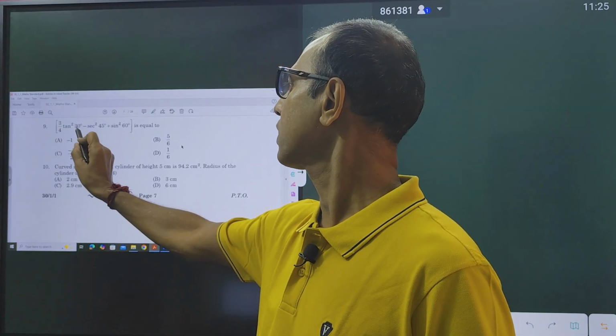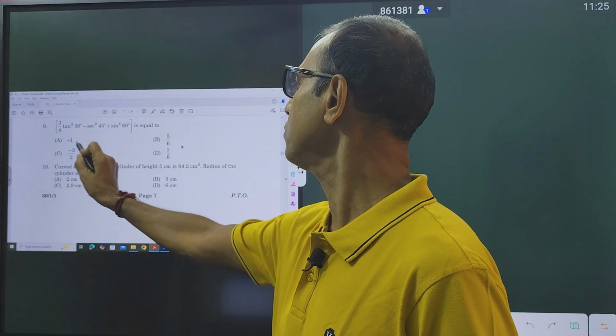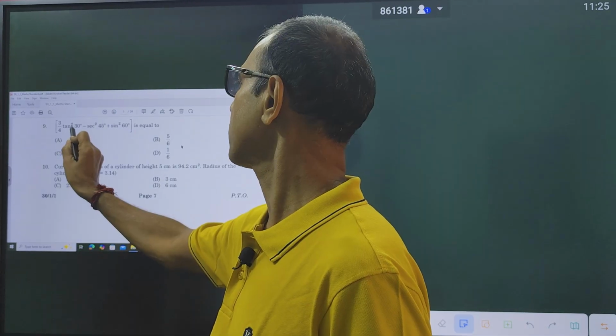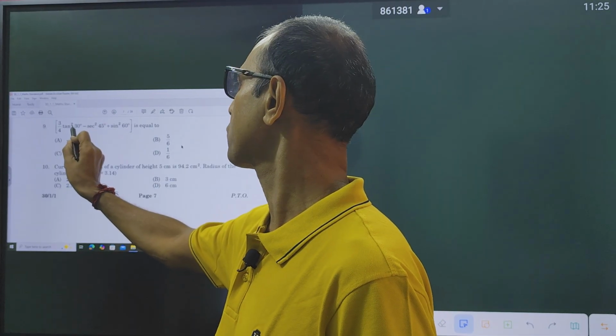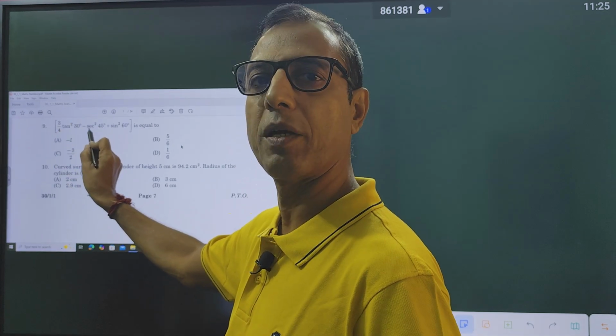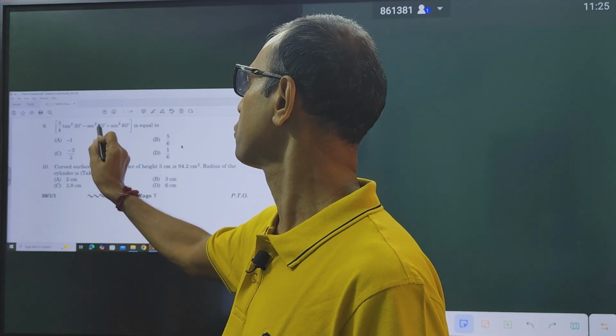Okay, our next problem is number 9. 3 by 4 tan square 30 degree minus sec square 45 degree plus sin square 60 degree is equal to, out of these 4 options A B C D, you need to find out the answer. Simple. So tan 30 equals to 1 by root 3, tan square 30 means 1 by 3. So it is 1 by 4. Minus sec square 45, cos 45 is 1 by root 2, that means sec 45 is root 2. So root 2 square means 2.